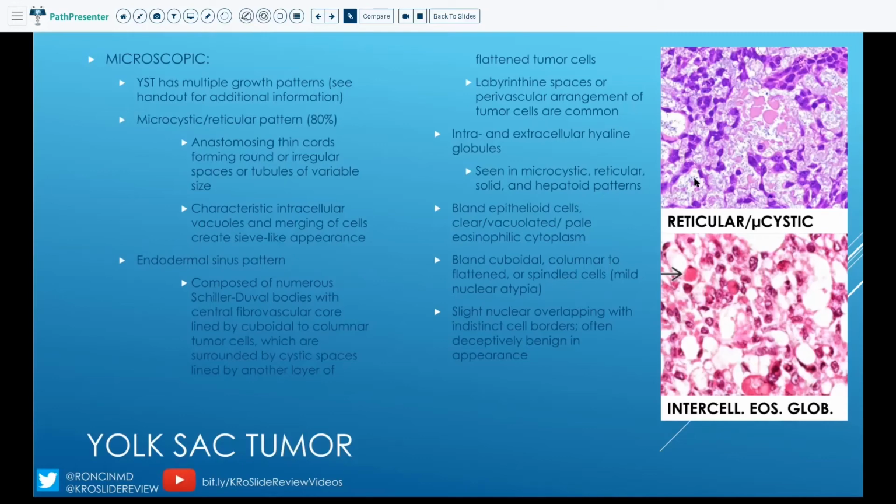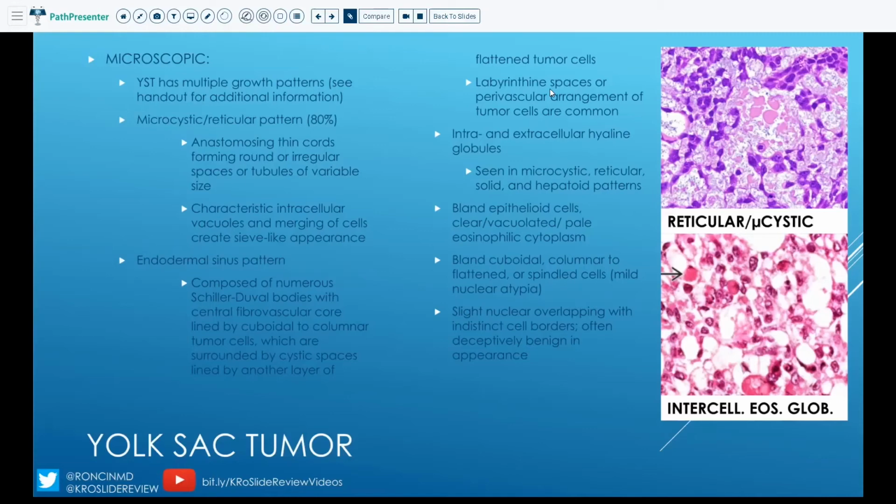The endodermal sinus pattern is best known for having the Schiller-Duval bodies, which again are those central fibrovascular cores or those central capillaries, which are lined by your tumoral cells. And then you have that cystic space followed by more tumor. And it really creates this labyrinthine-like space or maze-like spaces.